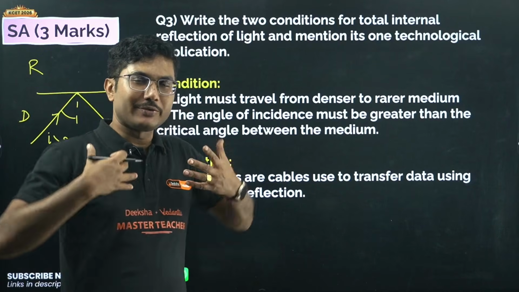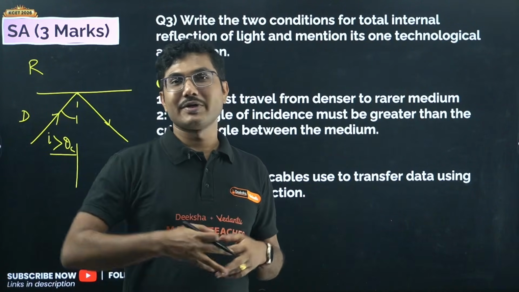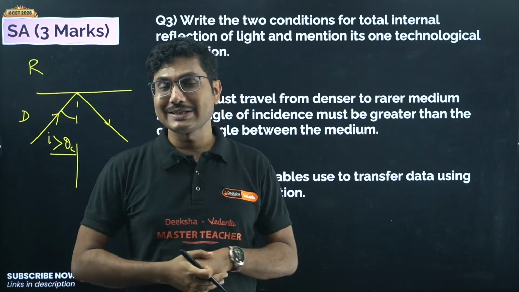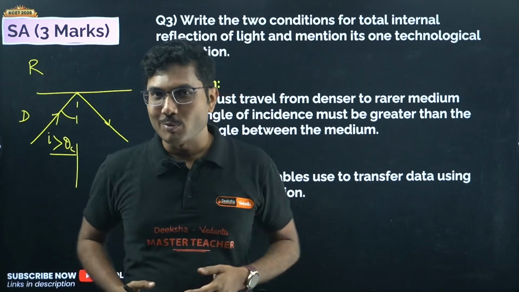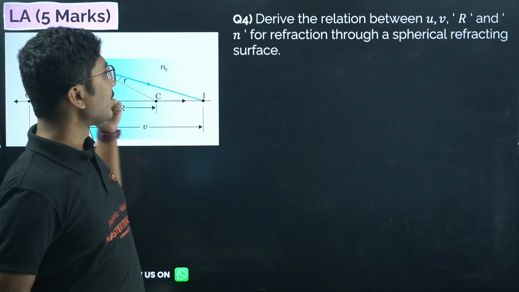So when we are transmitting from our server to your mobile phone, it is getting transferred through some fiber optics in between. Because of that, you are able to see me on your mobile or on your laptop. Now let's move on to the next.